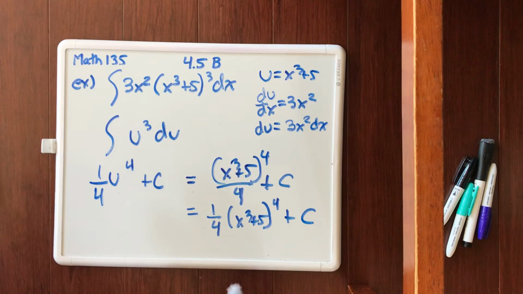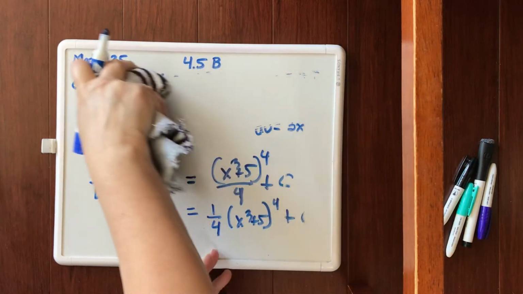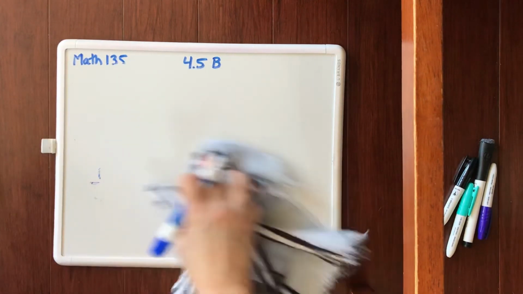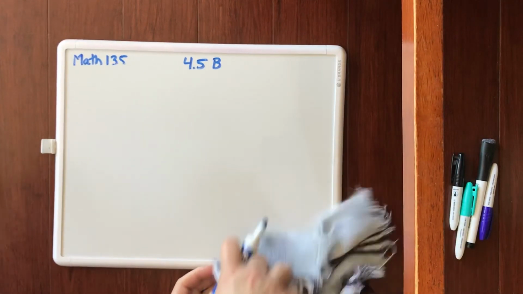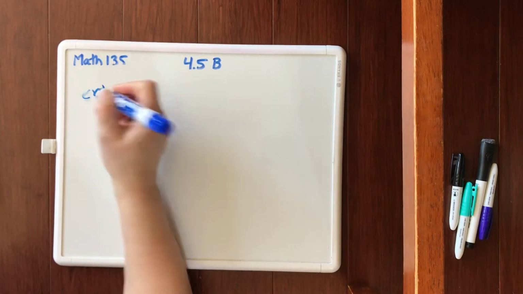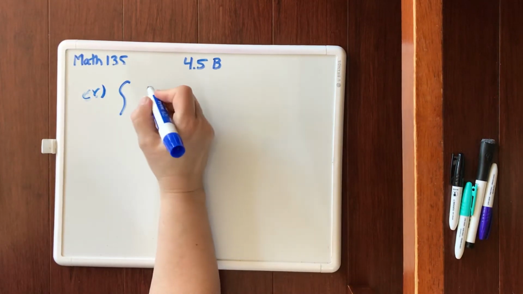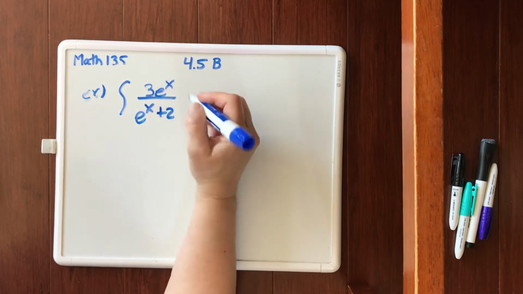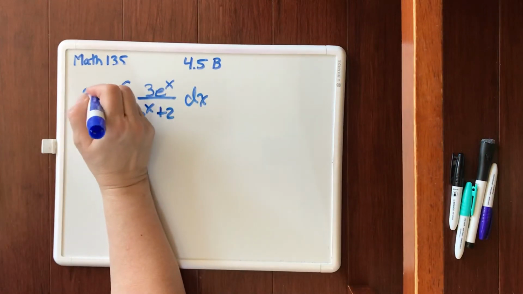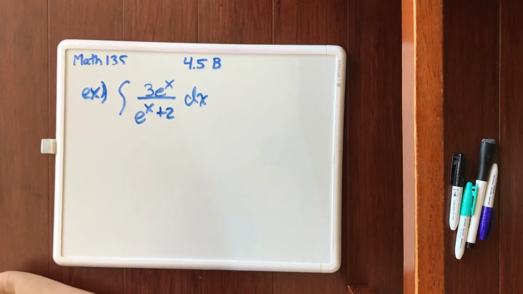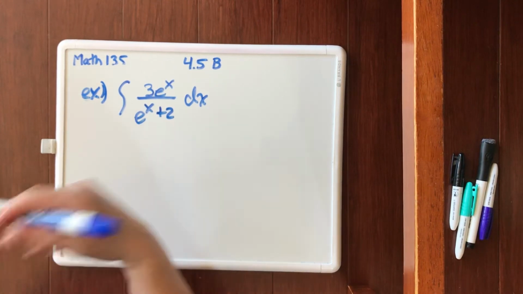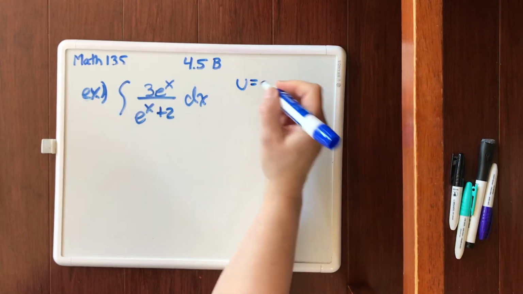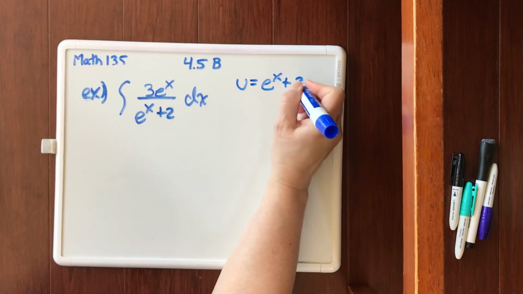All right. Let's do another one. These actually kind of get fun. They're like little puzzles when you're sitting there going, what am I going to let u equal so that this works out? Okay, so here's another one. We're going to integrate 3e to the x over e to the x plus 2. I'm going to sit and ponder for a minute. What are we going to let u equal? Well, this is the one that might bother us the most. Let u equal that, see what happens. e to the x plus 2.